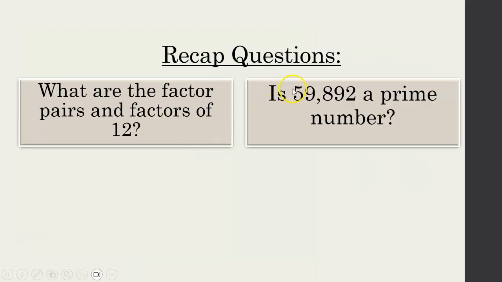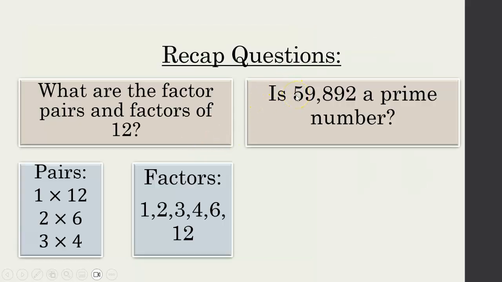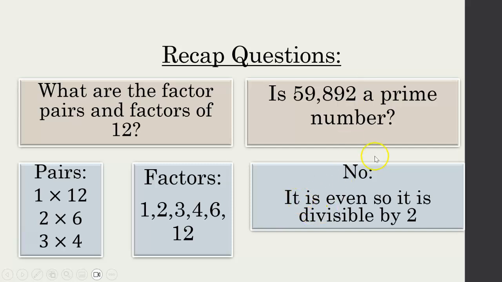Now, look at this number, 59,892. I'm going to forget all the rest and just go to the very last digit, the unit digit 2. Is that an even number? Yeah, it is. It can be divided by 2. And so is 59,892 a prime number? No, it is even. So it is divisible by 2.